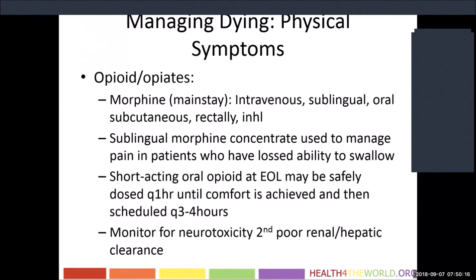Because one of the things patients and families are always worried about is, at the end of life, are you going to give them too much medication? Am I going to overdose them? Am I going to hasten death by using these medications? And I explain to them, no, because if you're comfortable and you're fine, I'm not going to give you more medication. I'm only going to give you medication until I see that comfort is achieved or you're on your way to comfort, and then I will space it out appropriately.